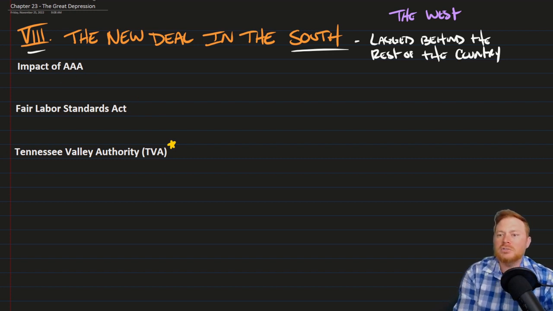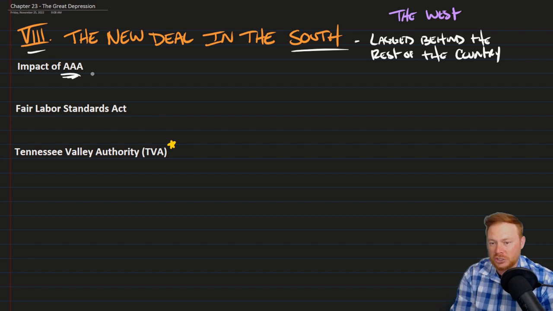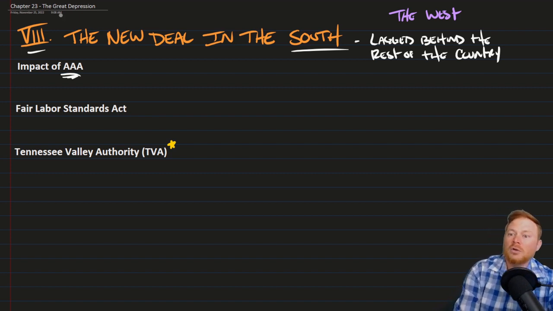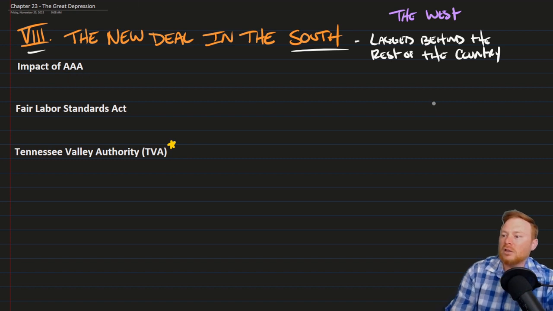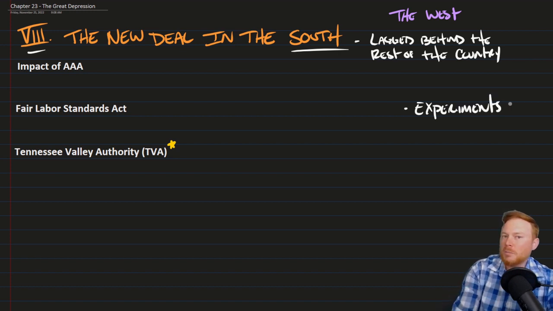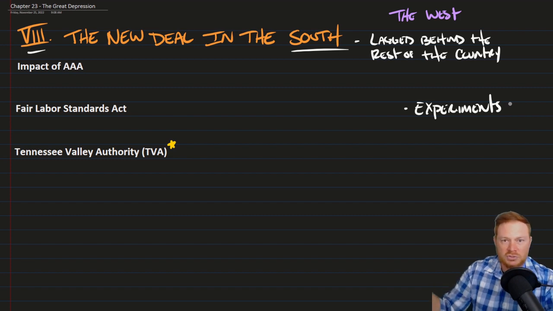Before that, though, let's mention one of these laws. And again, AAA, if you remember that from last section, that is the Agricultural Adjustment Act. And that was designed to help farmers. Now, one thing about the New Deal is that a lot of these things are new, right? In some ways, they're experiments because the government had never taken a role in the American economy in the way that it does under Franklin Roosevelt. So, for all of that alphabet soup that we talked about in the last section, nobody really knew how those things were going to play out.